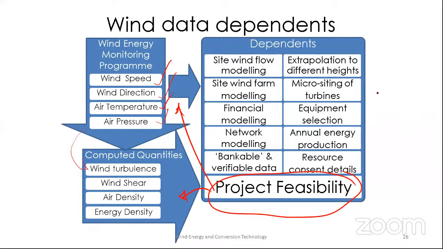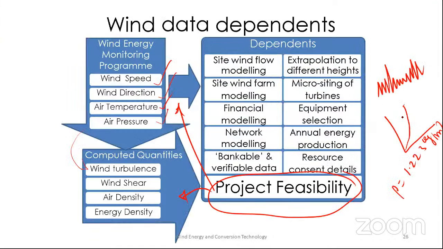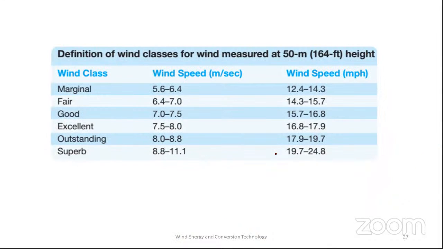What is turbulence? Turbulence is stochastic in nature: it is the variation of the wind speed and direction within a second. That is called turbulence. Wind shear, I told you, is the increase of wind speed with height. Air density, rho, is equal to 1.223 kilogram per meter cube. And energy density is how much energy is available at any particular location. From this we carry out site wind farm modeling, financial modeling, network studies, bankable wind data, and finally the project feasibility.